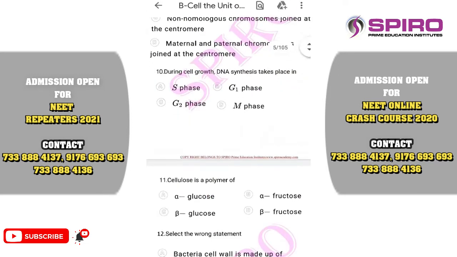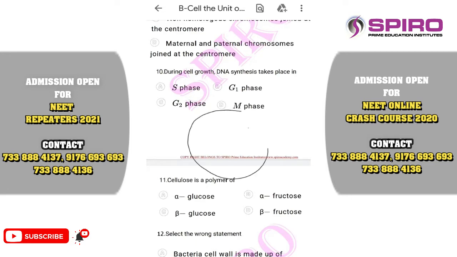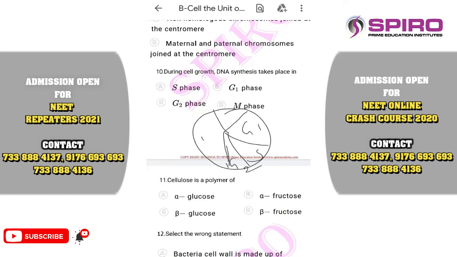Question number 10. The cell during growth, the DNA synthesis takes place in... Dear students, you know very well, the cell cycle is divided into two phases. One is said to be interphase and the other one is said to be the mitotic phase. Here the interphase is divided into three subphases, G1, S, G2, and this is said to be the M phase, where the cytokinesis is going to occur. Okay, this is the cytokinesis phase.